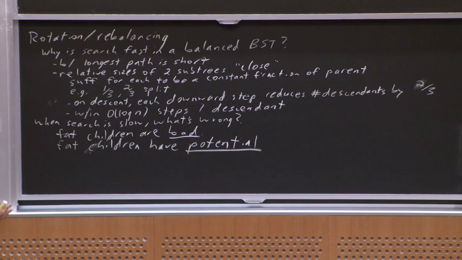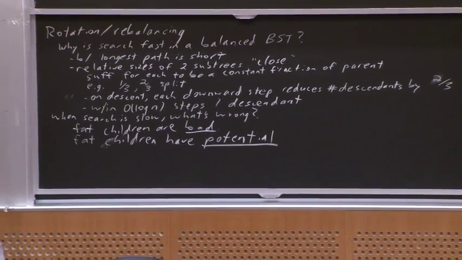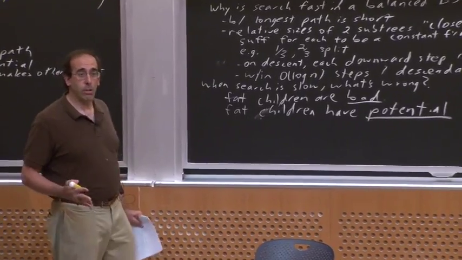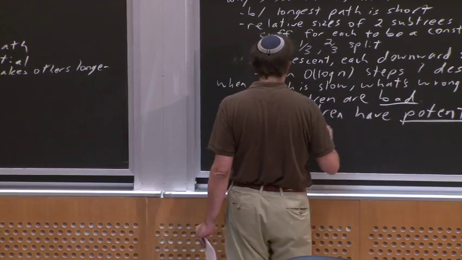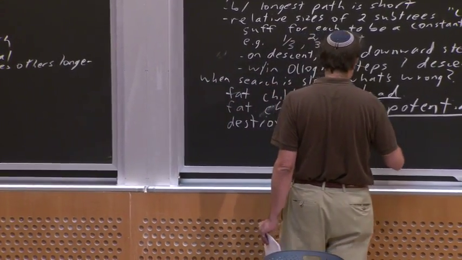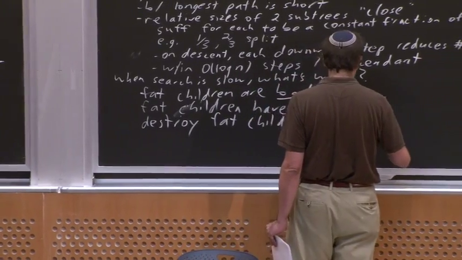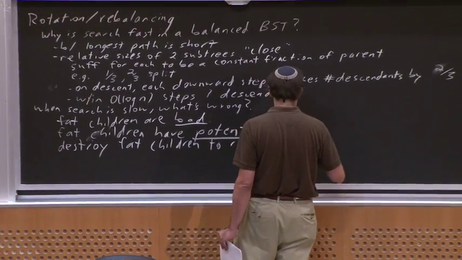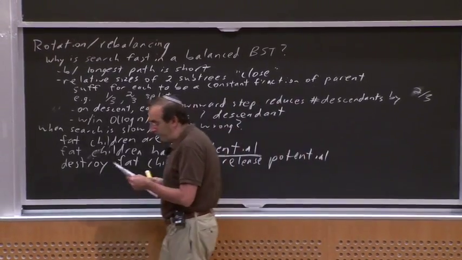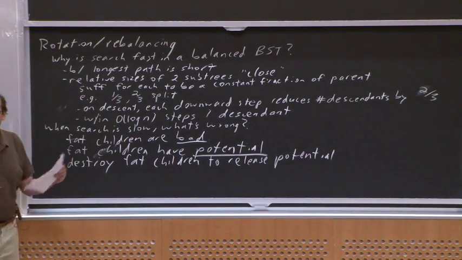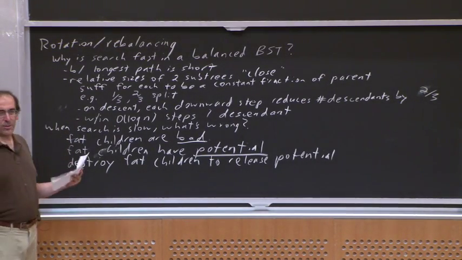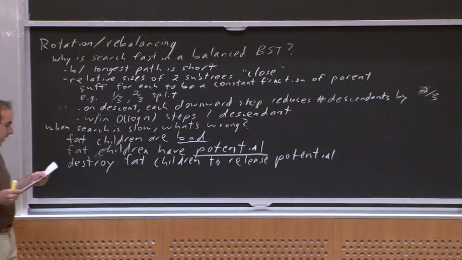And so the idea is going to be that if we are descending, if we're taking a long time to search, if we are encountering a lot of fat children, then there's some potential available. Of course, in order to recover that potential, we're going to have to destroy the fat children, okay, to release potential. Okay. So that's sort of an E equals MC squared kind of thing. And so this potential that we're going to release by destroying the fat children is going to cover the cost of the search that we just carried out. Okay.